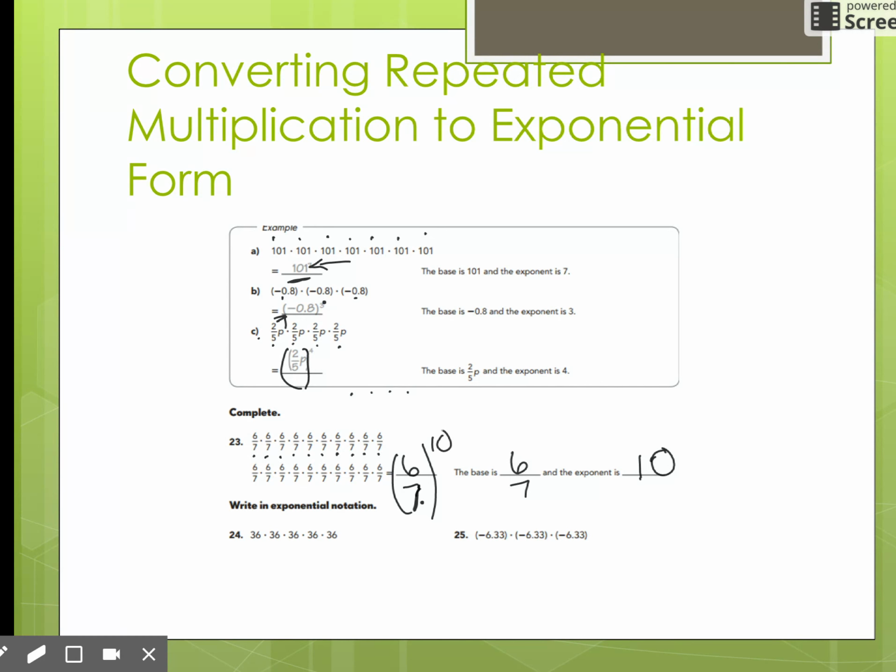Okay, number 24. Again, I see my base is 36 because that's what's being multiplied. And 1, 2, 3, 4, 5 times 36 to the 5th. Same thing here. I'm going to keep this in parentheses, -6 and 33 100ths in decimal form. And it is multiplied 1, 2, 3 times.